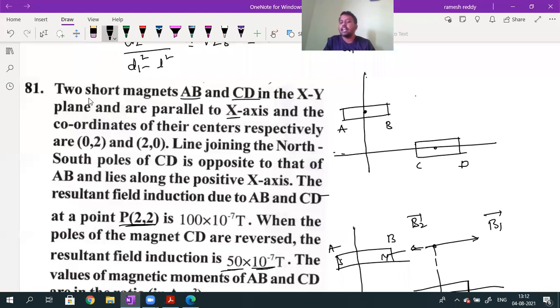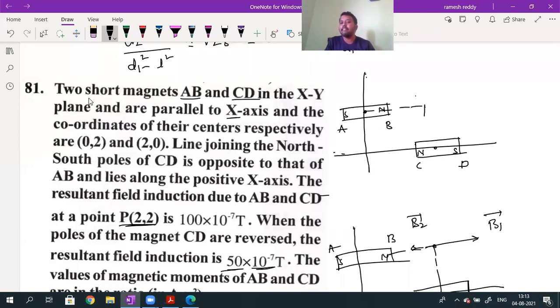The line joining the north and south pole of CD is parallel to the positive x-axis, and it is opposite to AB. Opposite to AB means here it is the south pole, and here the north pole. The poles of CD and the poles of AB are reversed. Though both are parallel to the x-axis, they are anti-parallel. Their magnetic moments are not in the same direction.